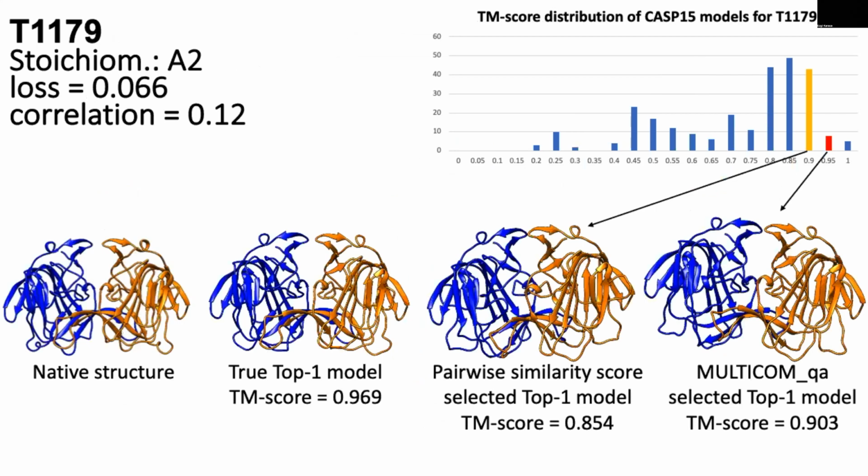Okay, so here's another one. Here's another dimer. This one is interesting because it shows how the interface score actually improves the pairwise ranking.